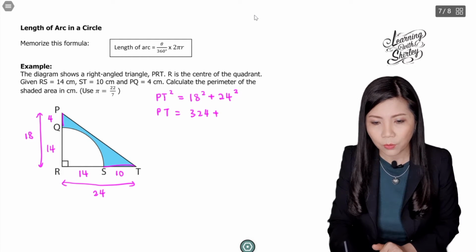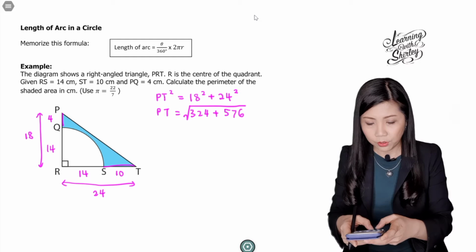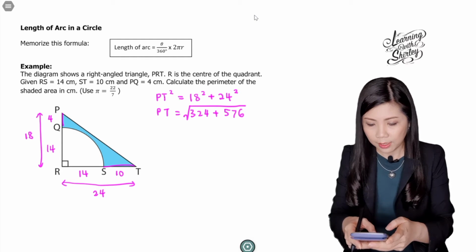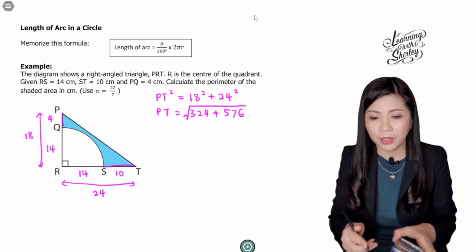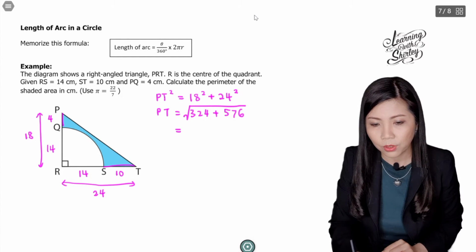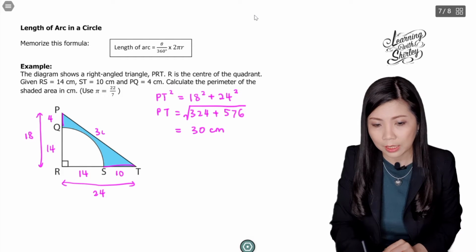Okay? Plus 24 squared is 576. And then we square root the whole thing. Okay? Let's calculate this. 324 plus 576 and square root it, then you will get 30 cm. Okay, so equals 30 cm. Then I have to label here 30.